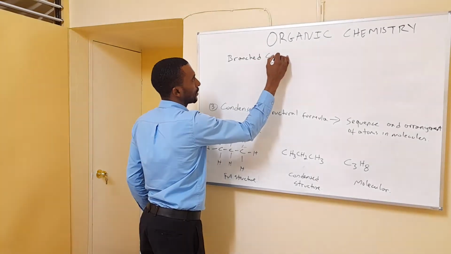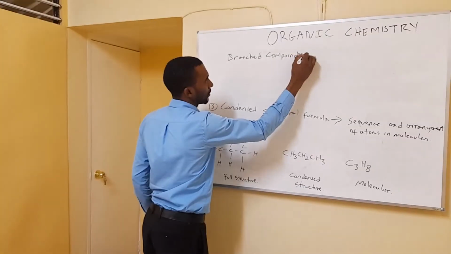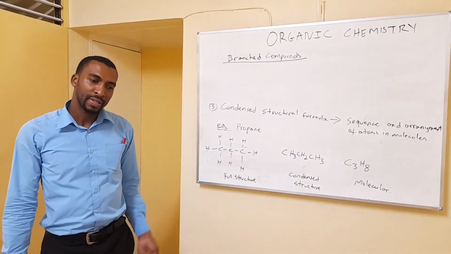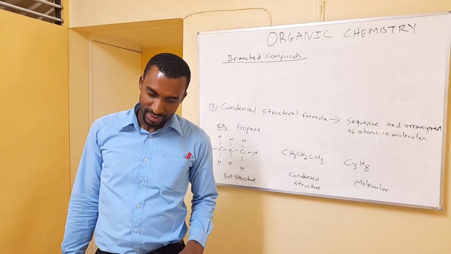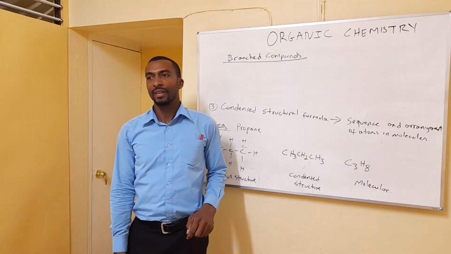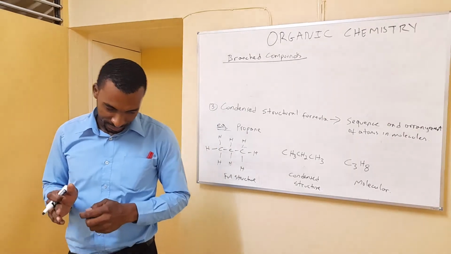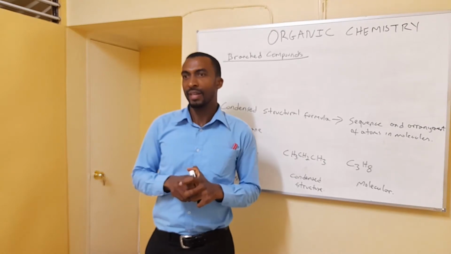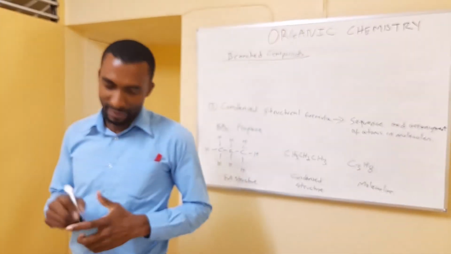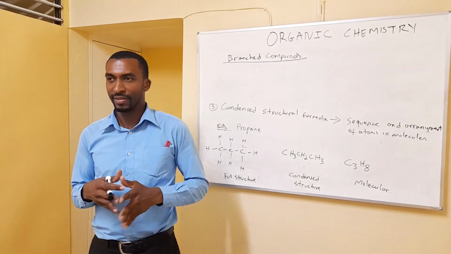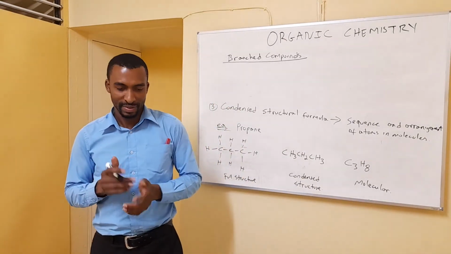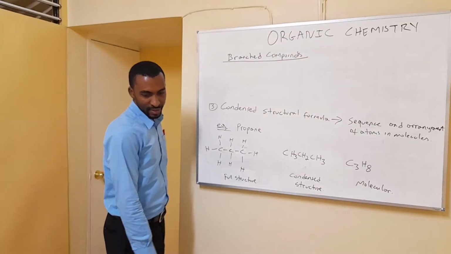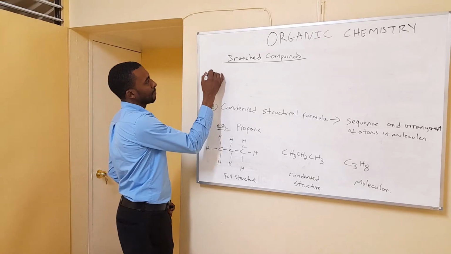Branch compound. Now, if the compound contains 4 or more carbon atoms, you can technically form what we call isomers, right? And isomers are compounds which have the same molecular formula but different structural formula, right? That's the thing. So we know about the structure, we know about molecular formula. So the first thing on the branch compound is isomers, right?